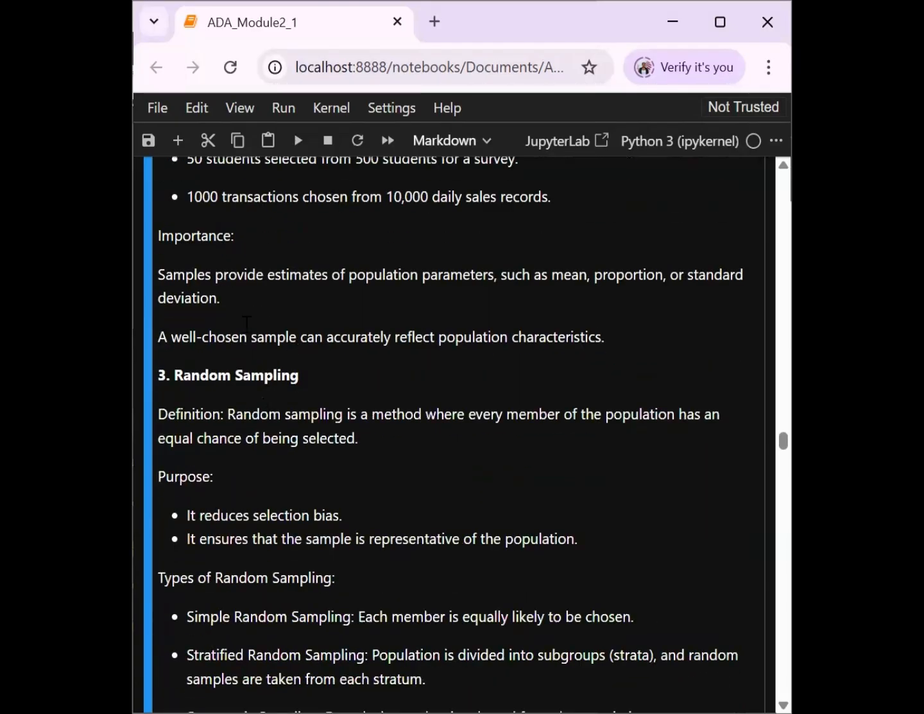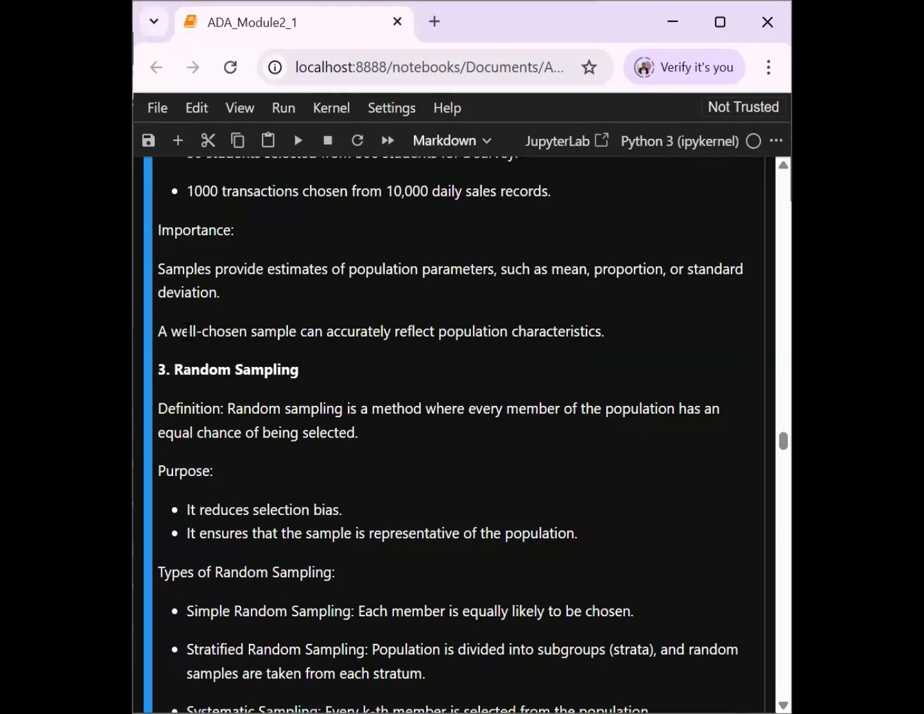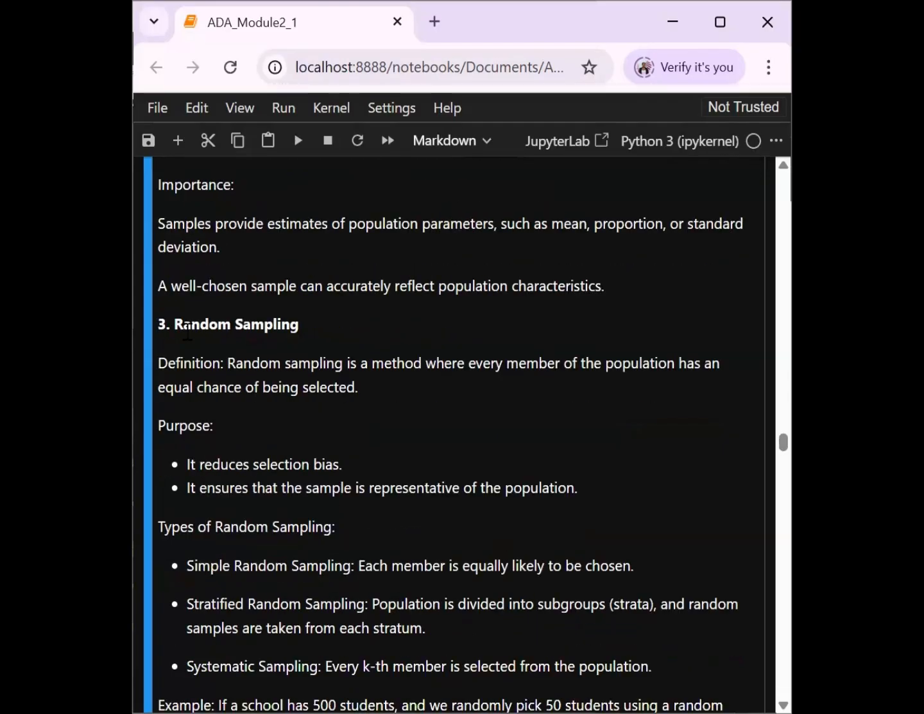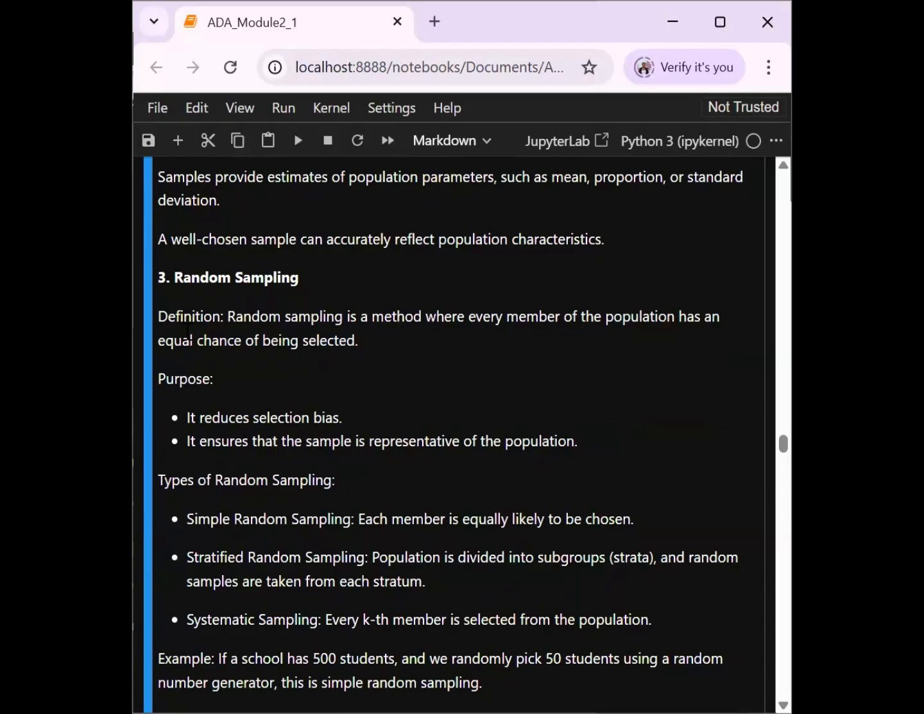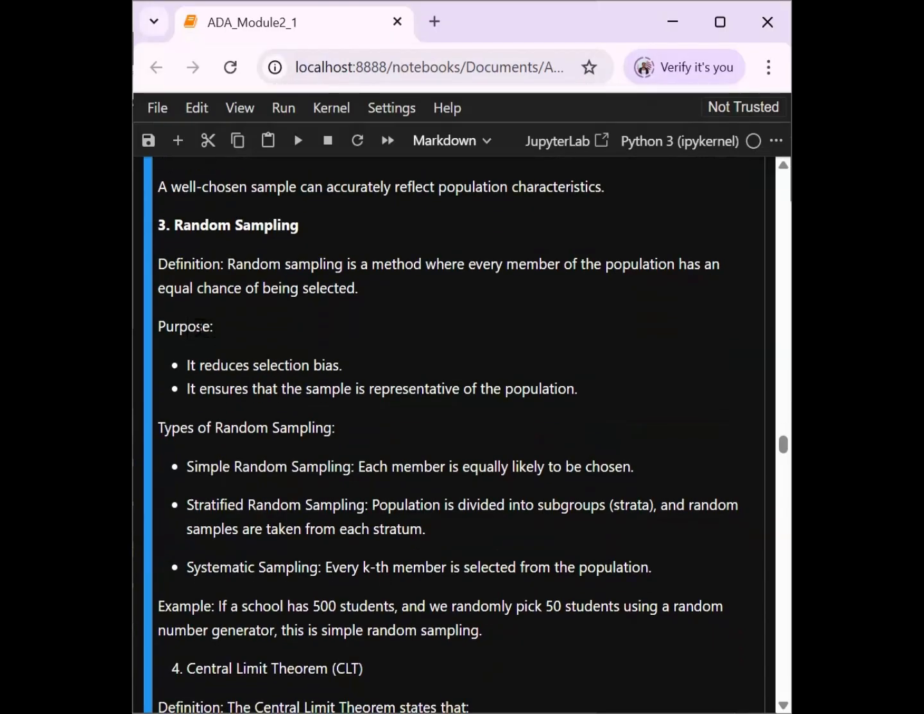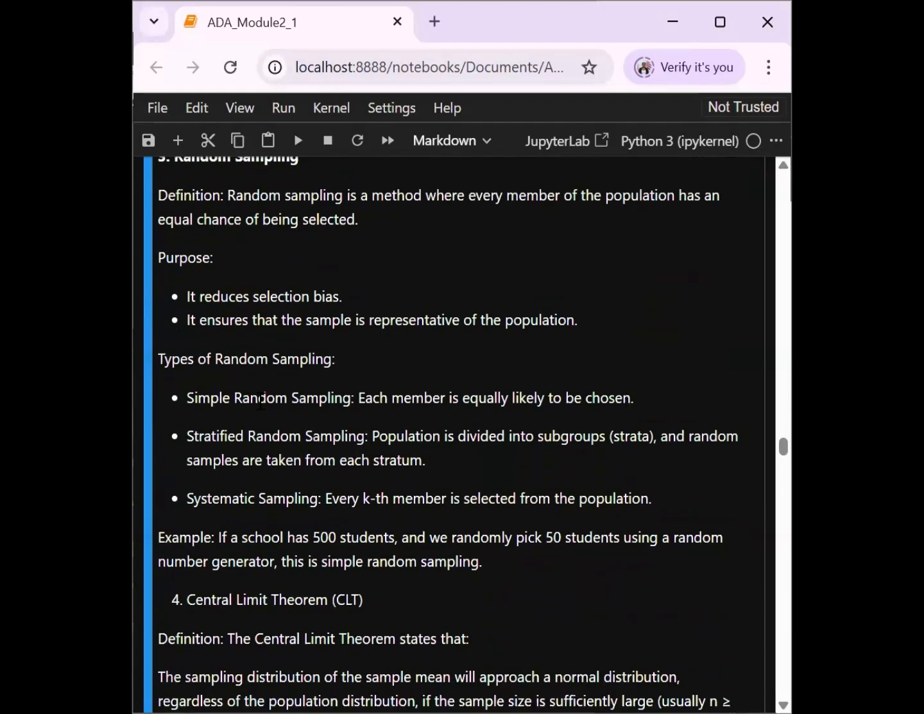The importance is that samples can provide estimates of population parameters like the mean and the standard deviation. Once our sample has a very close value to the mean and the standard deviation, whatever analysis we do can be very trustworthy. Basically, the higher the sample size, the higher the statistical power. You can trust the result at the end of the day. For random sampling, you just pick randomly, and everybody has an equal chance of being selected.